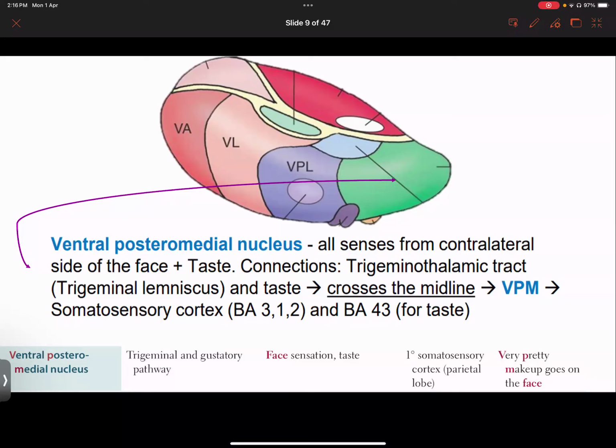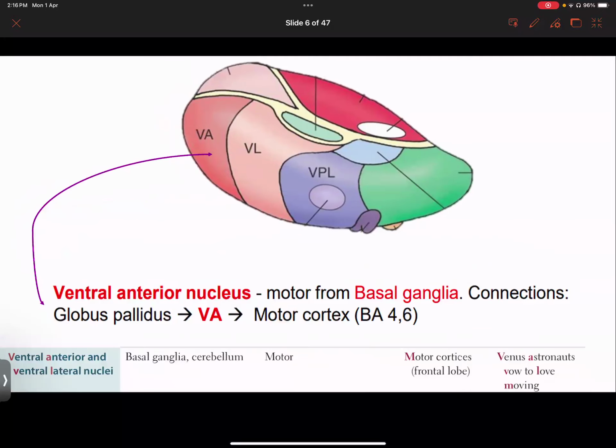So VA and VL, ventral anterior and ventral lateral, have to do with motor function. The thalamus is basically like an airport, just a transit, so they transit there and then go to the motor cortex. VPL and VPM go to the somatosensory cortex, and for VPM we also have BA43 for taste. Is everything clear till now? This is literally all you need to know in the thalamus. I know it sounds like a lot of different nuclei, but it's easy. We can go over them really fast.